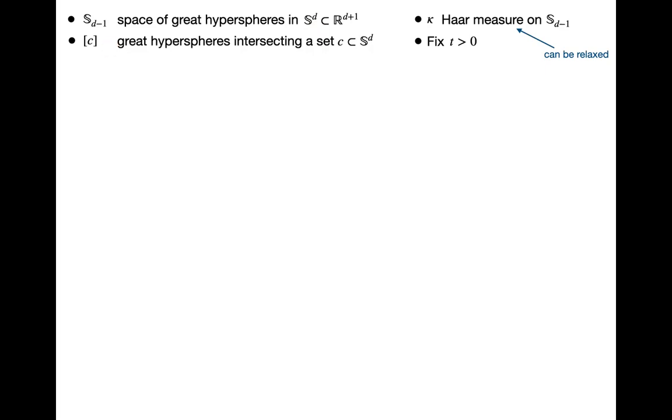If you have a set on the sphere, let's call it C, and you would like to denote the set of all great hyperspheres that have non-empty intersection with this set, we write this in square brackets C. Obviously, this space of great hyperspheres carries a unique rotation invariant Haar measure. We will work with this measure here, but actually you can relax this assumption and work with more general measures on the space of great hyperspheres, but we will not go in this direction.